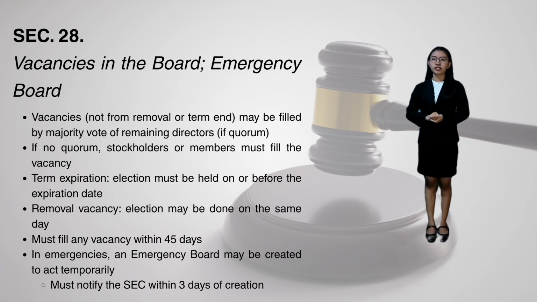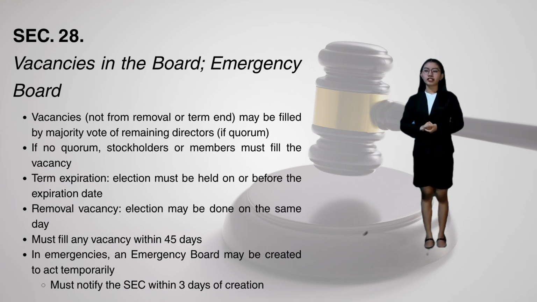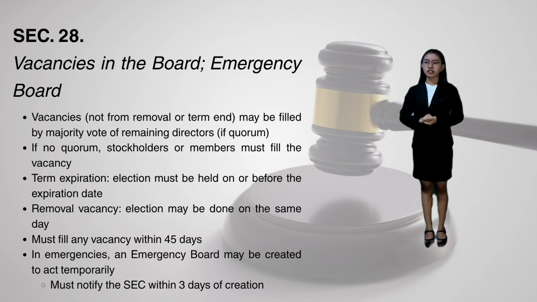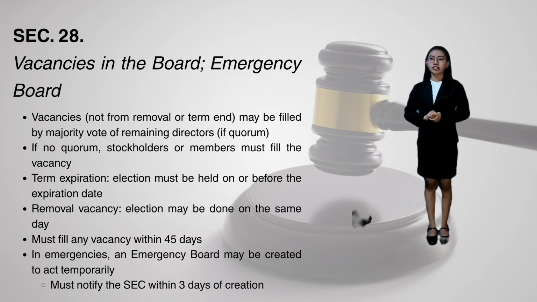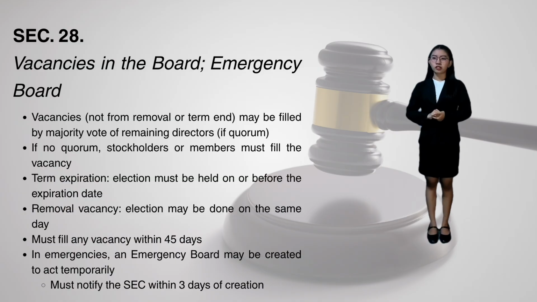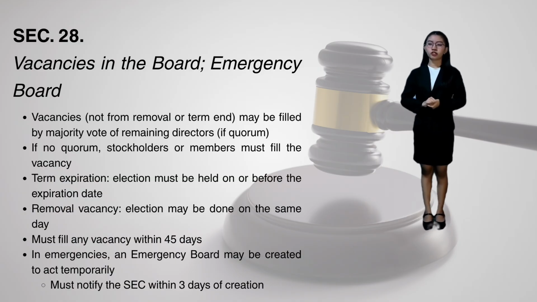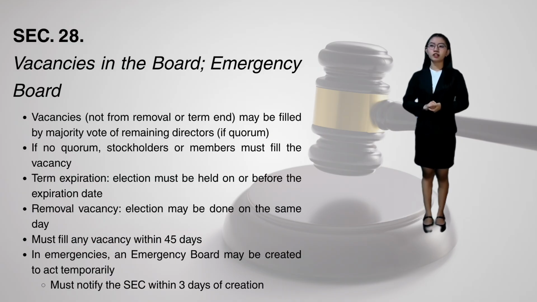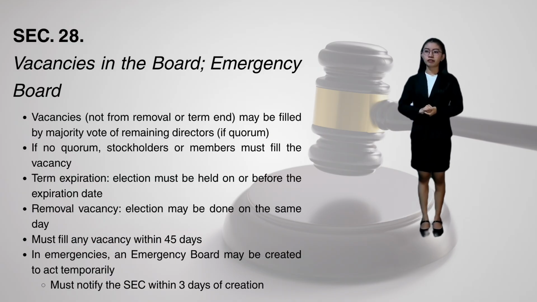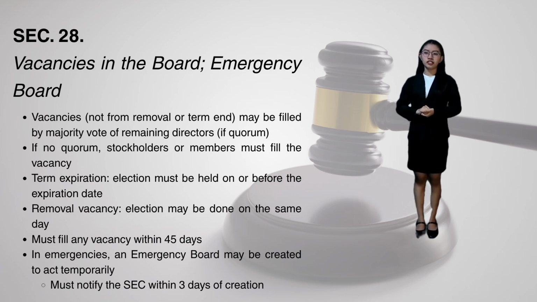There's also something called an emergency board. This is when an urgent situation happens and there aren't enough directors to make decisions. In that case, the remaining directors can temporarily choose officers to act as the directors to prevent serious damage to the company. But this is only temporary, and the SEC must be informed within 3 days after forming the emergency board. This section basically ensures that the corporation will still continue to function smoothly even if a director suddenly leaves.